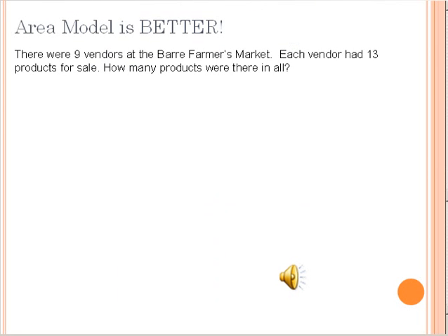The purpose of this slide is to show you that the array model is better than other models of multiplication. We're going to use a problem about 9 vendors at the Barre Farmers Market. Each of the vendors has 13 products for sale. How many products were there in all? There are several models that students could use to solve this problem.